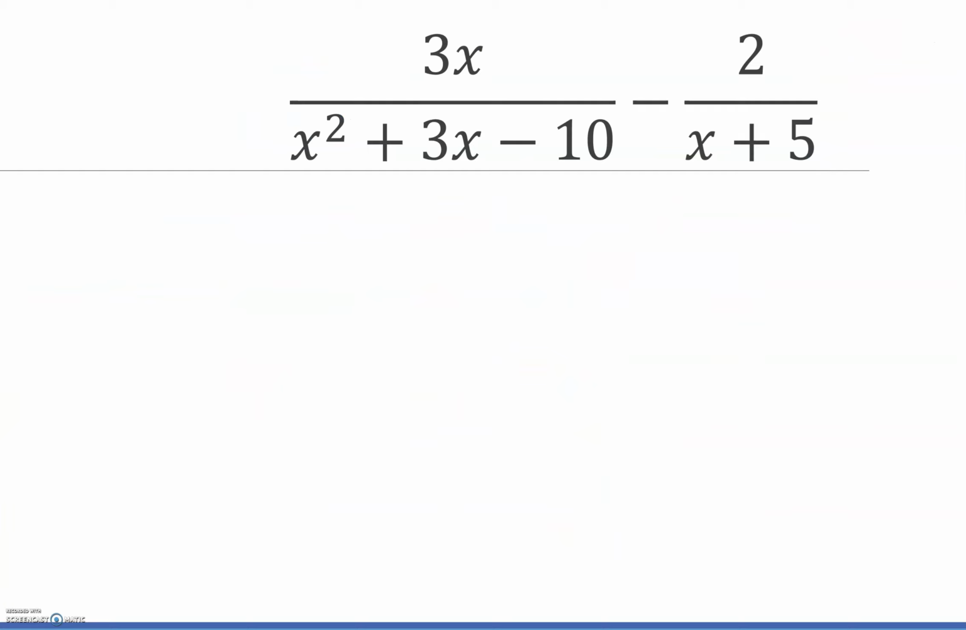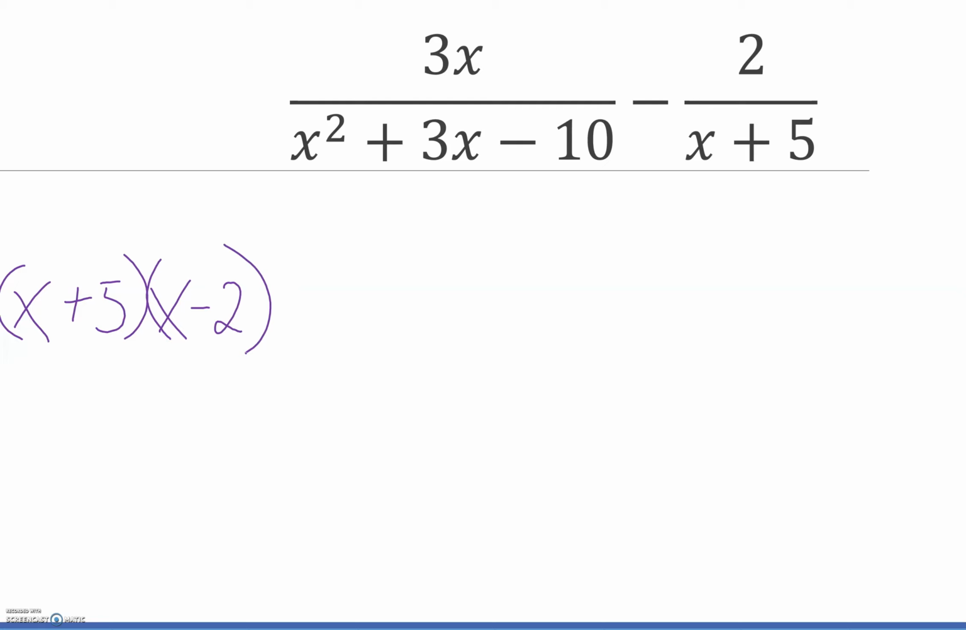Okay. Look at our next example. Before we can even start, it's a good idea to go ahead and factor that x squared plus 3x minus 10. Now if you were to factor it, it's going to be x plus 5 times x minus 2. And that's actually also going to be our LCD.